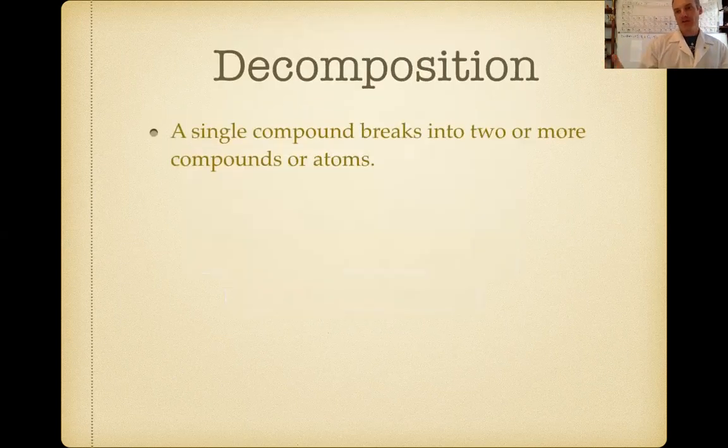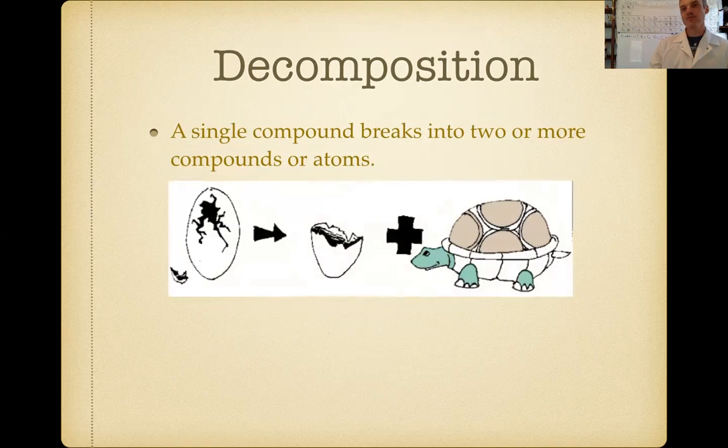Now that's totally opposite of decomposition, because decomposition is when you have something that breaks down into 2 or more compounds or atoms. So it's the direct opposite of synthesis or combination. An example of this could be a shell breaking open, creating a broken, empty shell and then a fully grown tortoise, maybe? Fully grown turtle. I've seen baby turtles, they don't look like that. But the idea is there.